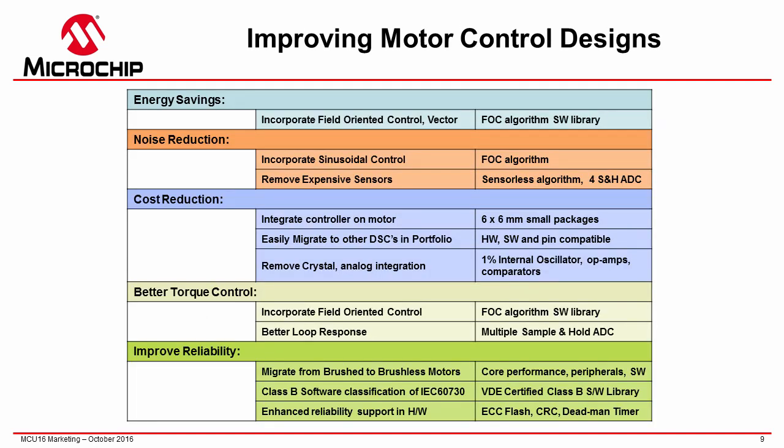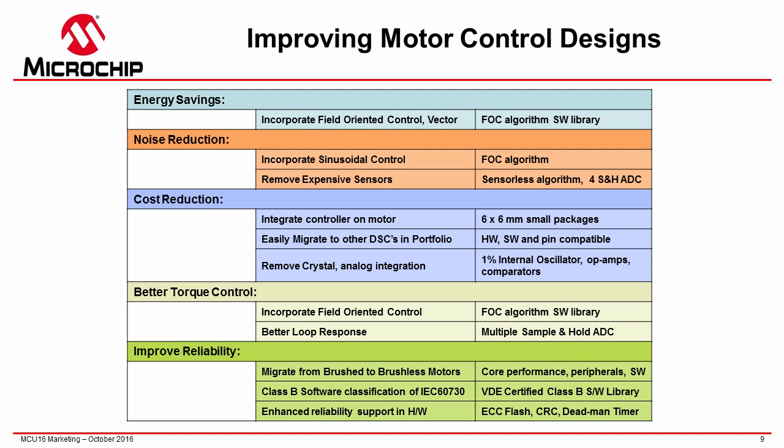So Microchip can help with energy savings. To incorporate field-oriented control, we have plenty of algorithms and software libraries available. Microchip can also help with noise reduction: incorporate sinusoidal control and field-oriented control, remove expensive sensors, and go sensorless. Our A to D converters support 4 sample and hold stages, so up to 4 signals can be measured in parallel.